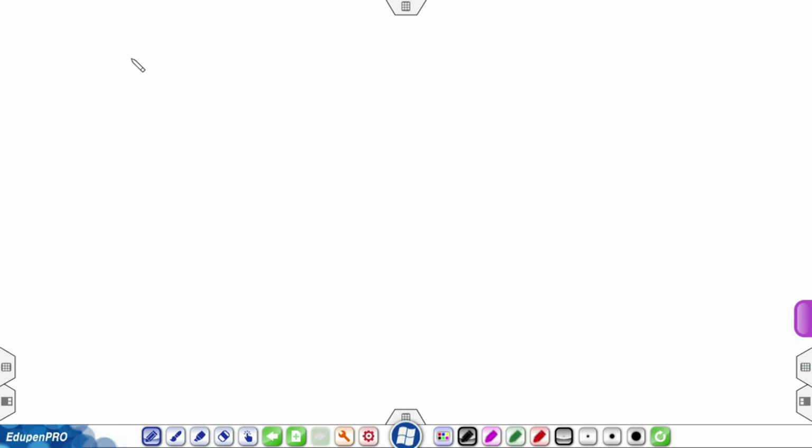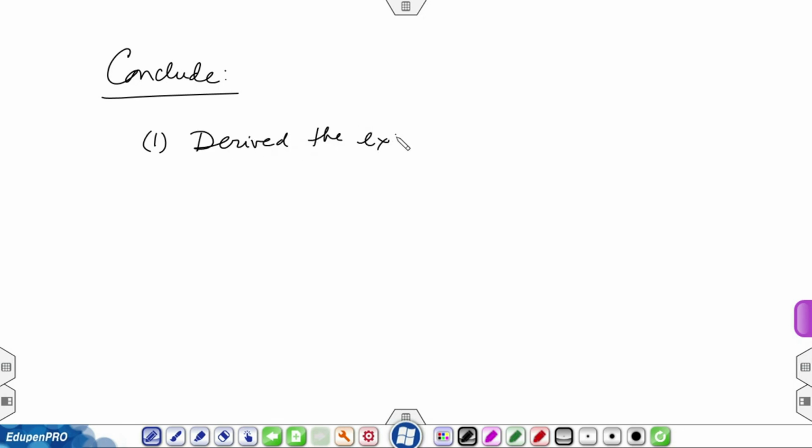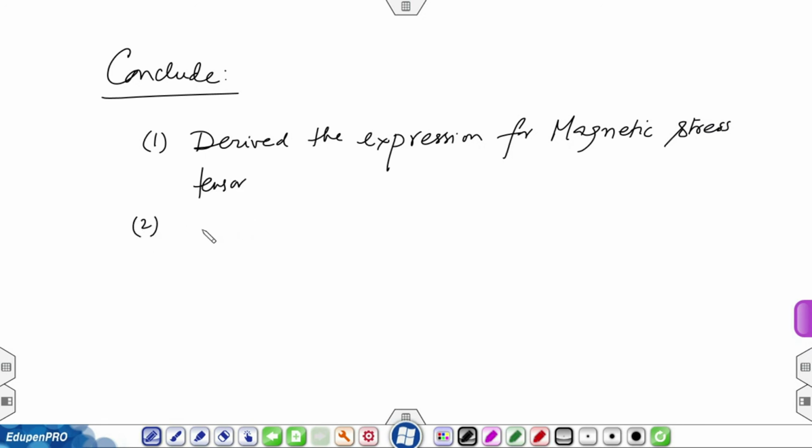So, to conclude this lecture, we derived the expression for magnetic stress tensor and used it to calculate force in an example.